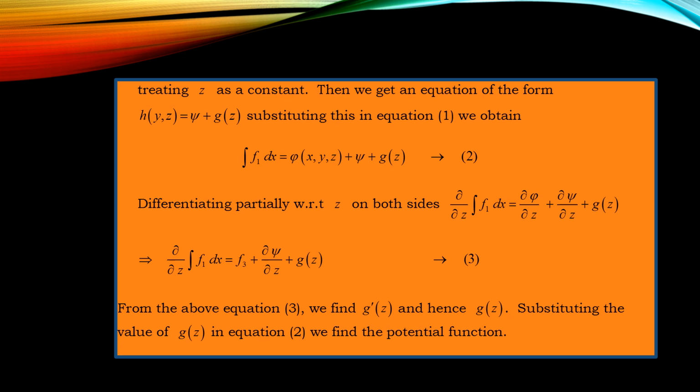This g(z) value we substitute in equation 3. From that, we find out our required scalar point function φ(x, y, z), which is our required potential function for the given vector field.